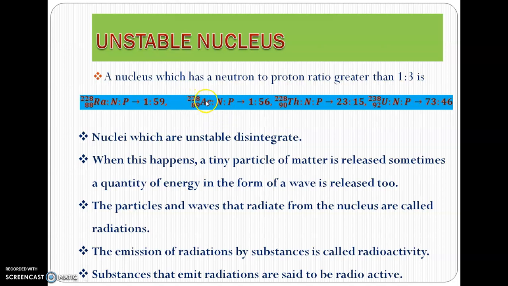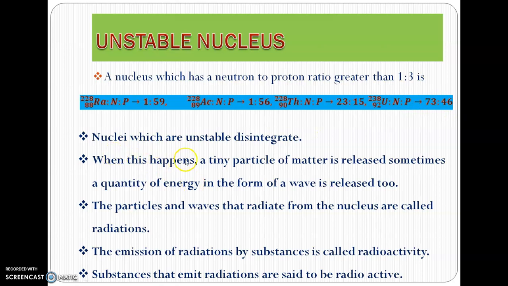Then we have actinium, which has the mass number 228 and the proton number 89. The neutron proton ratio is equal to 1 to 56. We have thorium, which has the mass number 228 and the proton number 90. It has the ratio of neutron to proton as 23 to 15. Then we have uranium with the mass number 238 and proton number 92. The neutron proton ratio is 73 to 46.